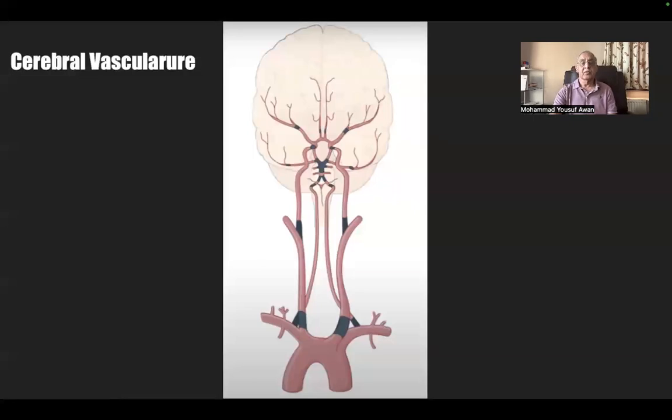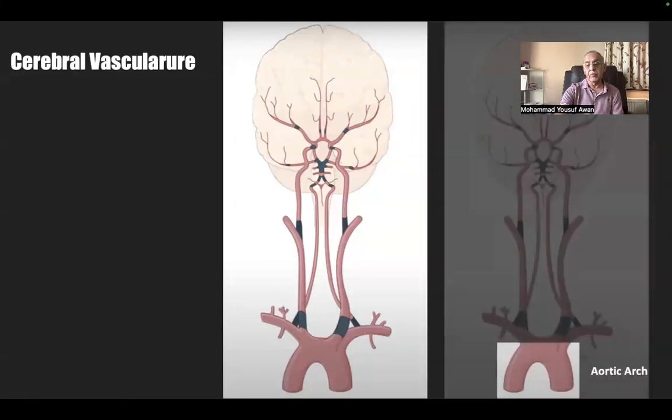So, this figure briefly describes the blood circulation of the brain. There are two systems which are supplying blood to the brain. One is called the anterior circulation, or the carotid system. The other one is the posterior circulation, or the vertebrobasilar system.